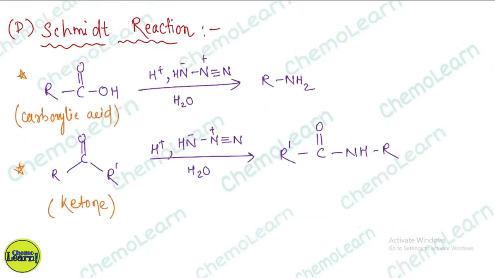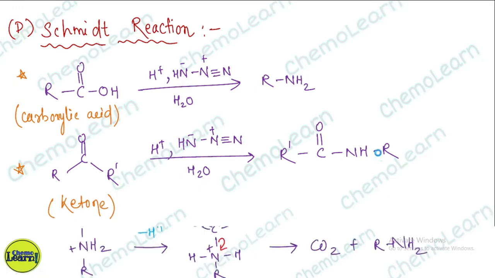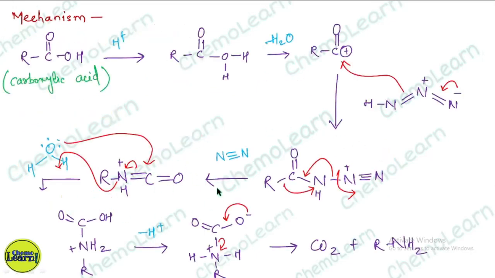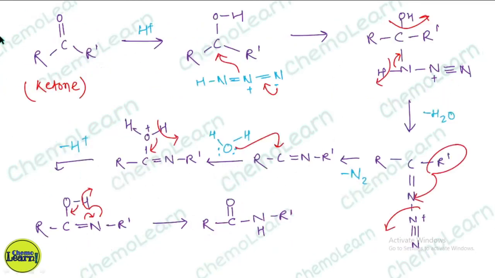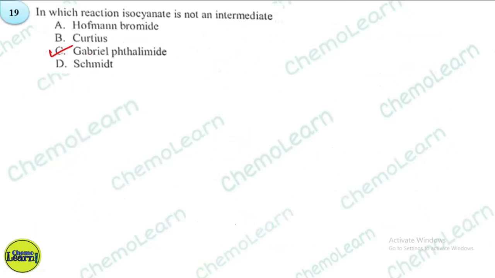Okay. In Schmidt reaction, carboxylic acid is converted to amine and ketone is converted to R-CONHR. So this is the mechanism. Here we can find that isocyanate is formed. And the ketone to this product R-CONHR is the mechanism of this reaction. So we can see in Gabriel phthalimide reaction, isocyanate is not an intermediate.